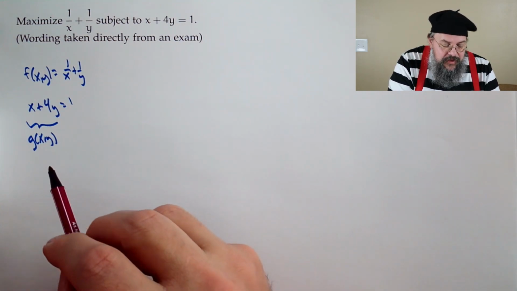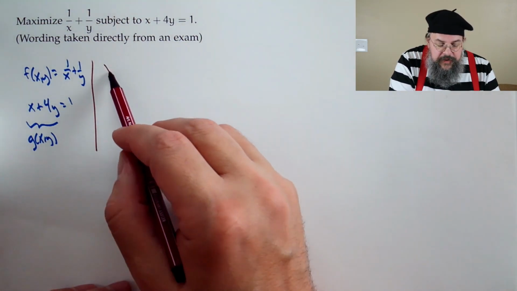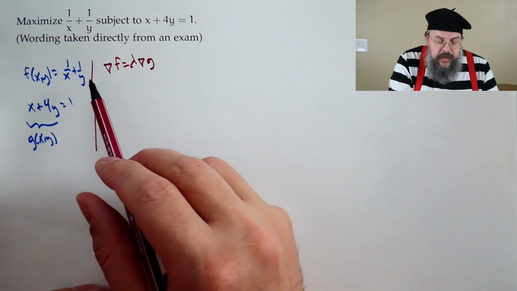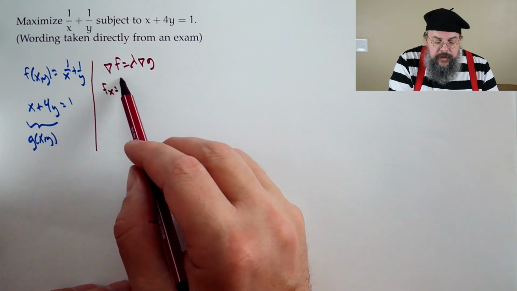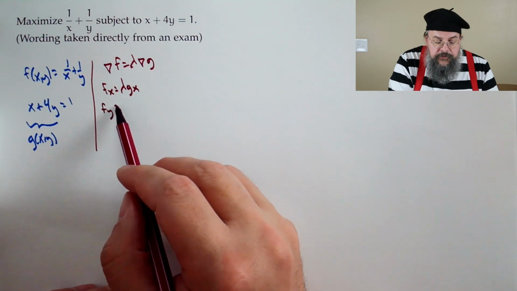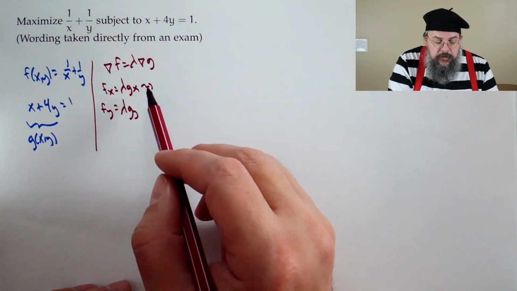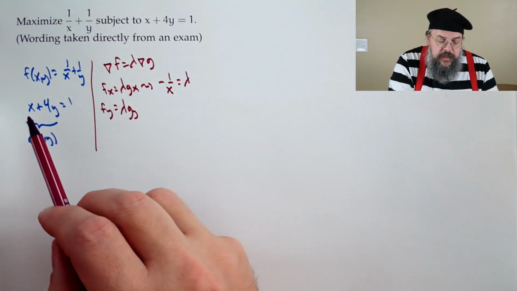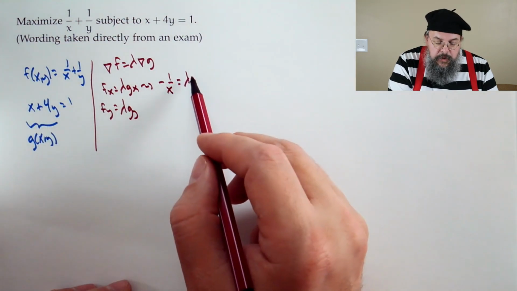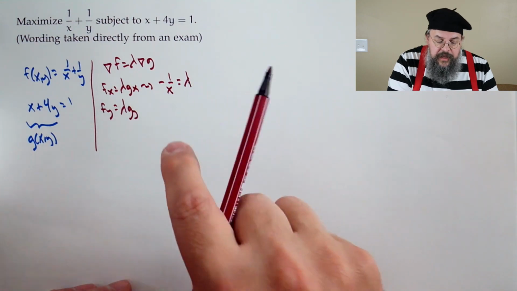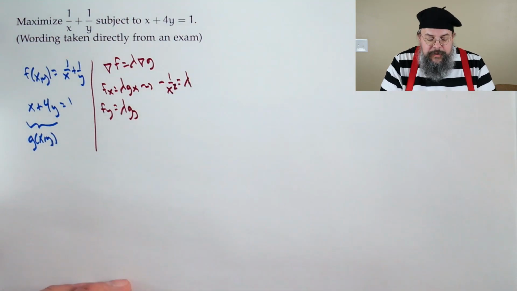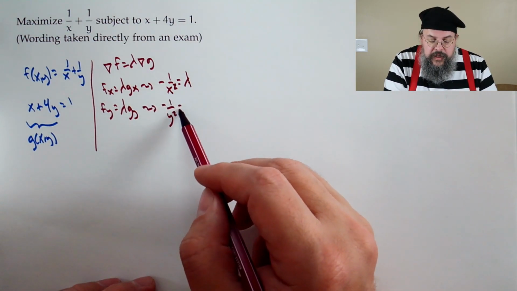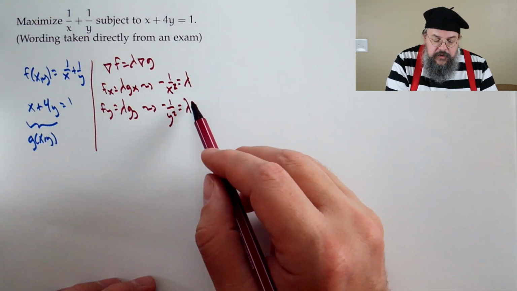Okay, so we do our gradient of f equals lambda gradient of g. And if we do that, well, what do we get? We have f sub x equals lambda g sub x, and f sub y is lambda g sub y. All right, well, derivative with respect to x is negative 1 over x squared equals lambda, and here, derivative of g sub x is 1. Whoops, not negative 1 over x, negative 1 over x squared. There we go. F sub y, derivative of 1 over y, is negative 1 over y squared equals lambda, and g sub y is 4.